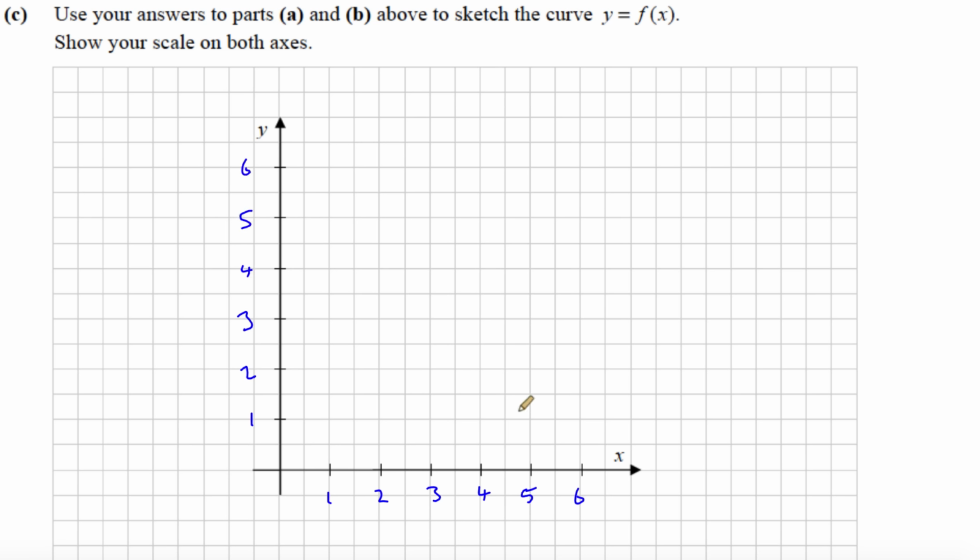It does say show your scale, so it is very important to do that. So the first thing we'll do is put in the maximum point, which is 3, 5, and then it will cross the x-axis at 0.8, which is about here, and 5.2, which is about there. So now you just need to draw as smooth a curve as you can, going through these points in the shape that you know it is. So you'll be able to draw a smoother curve than I can. And you can show them that this goes down below there. And that's the end of part C.